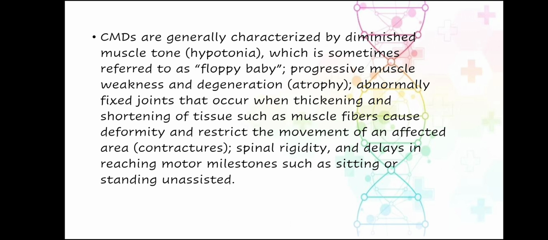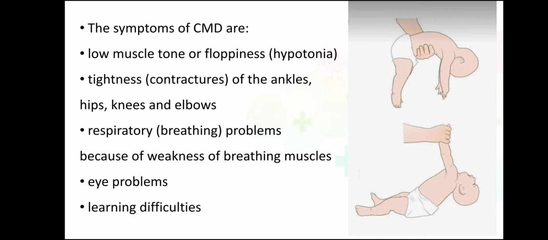So congenital muscular dystrophy is generally characterized by diminished muscle tone, hypotonia, which is sometimes referred to as floppy baby. Progressive muscle weakness and degenerative atrophy, abnormally fixed joints that occur when thickening and shortening of tissue, such as muscle fibers, cause deformity and restrict the movement of the affected area, contractures, spinal rigidity, and delays in reaching motor milestones such as sitting or standing unassisted.